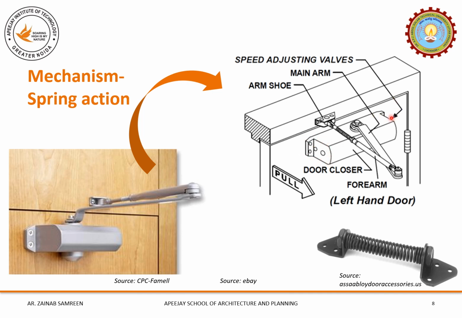Now, there is a valve here which actually adjusts the speed of opening and closing the doors. There are two arms. One is the main arm which is attached directly to the closure, and there is a forearm which is attached directly to the frame of the door.